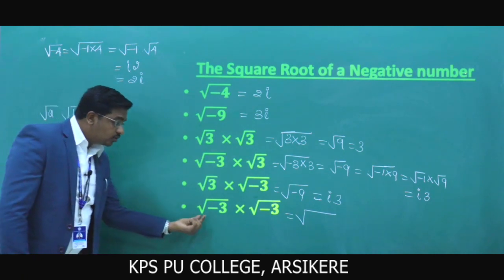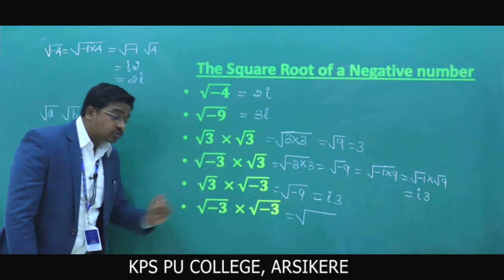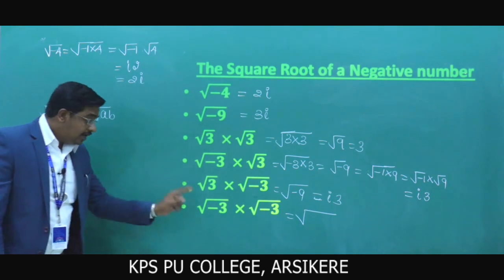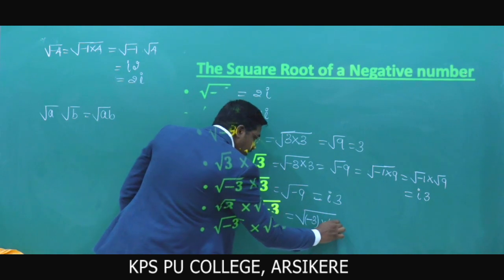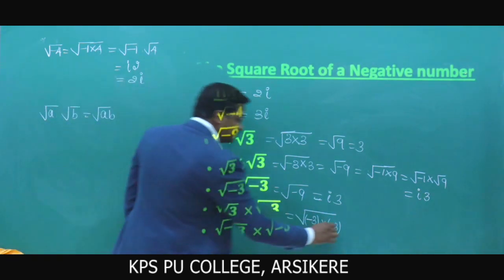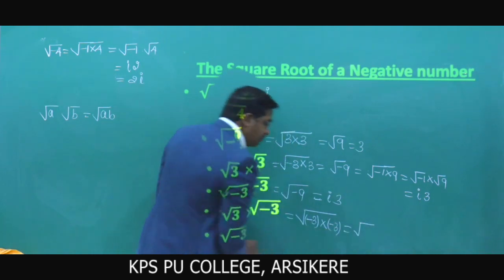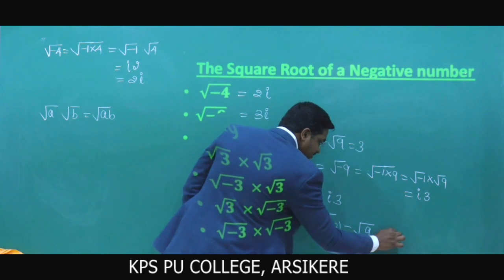So minus root 3 into minus root 3, or square root of minus 3 into square root of minus 3. So this becomes minus 3 into minus 3. Minus into minus becomes plus, square root of 3 3 is 9. Very good. This becomes 9. This is equal to 3.